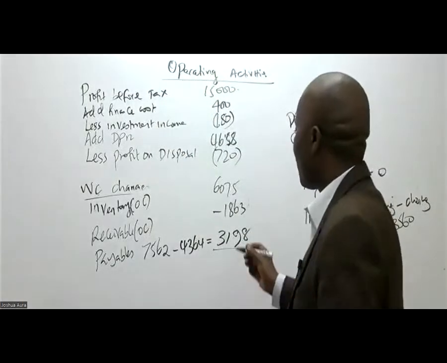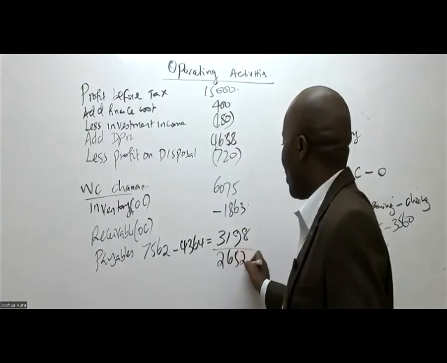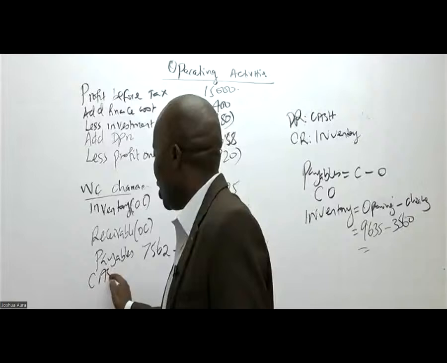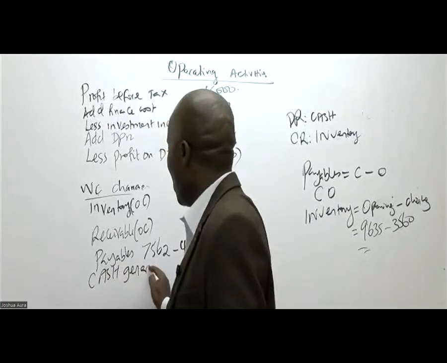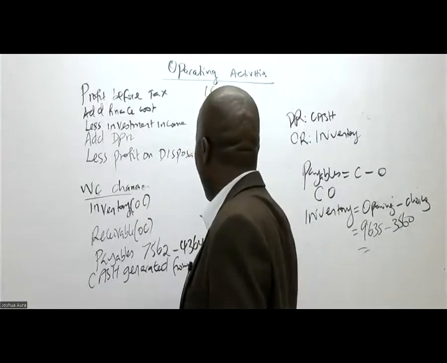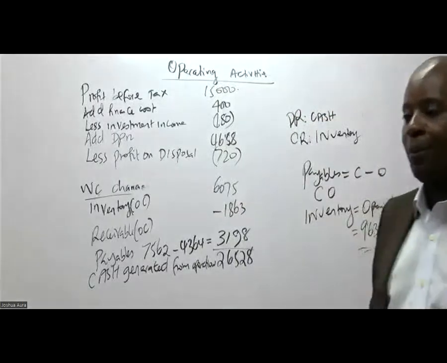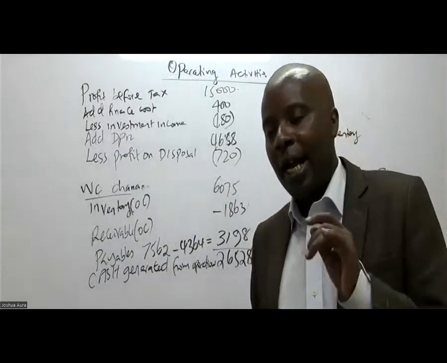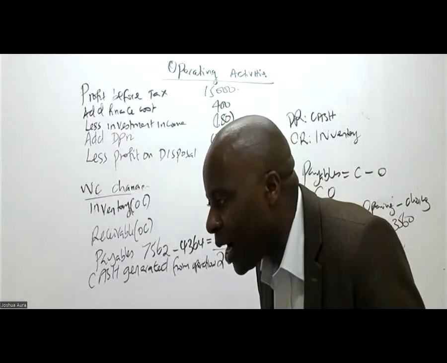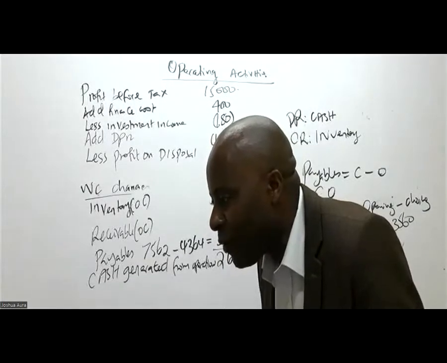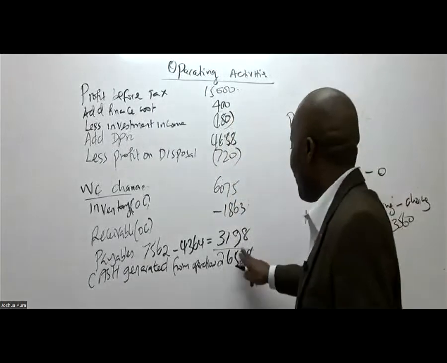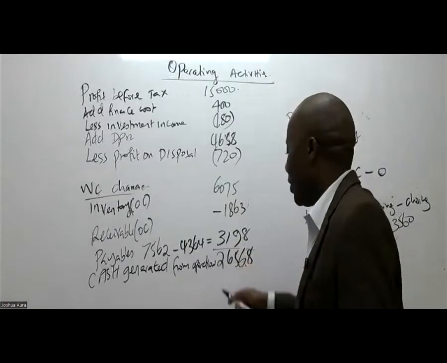$26,528. This is now what we baptize as cash generated from operations. Cash generated from operations. Is it 25 or 26? 26,568. Sorry, 568. Thank you very much, because if we make a mistake, it will not reconcile.